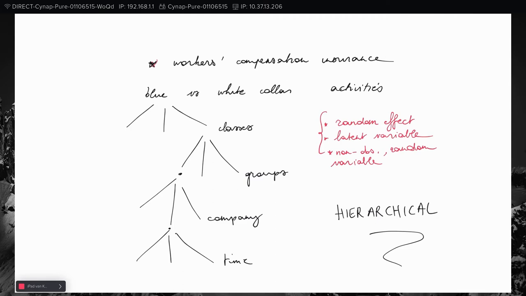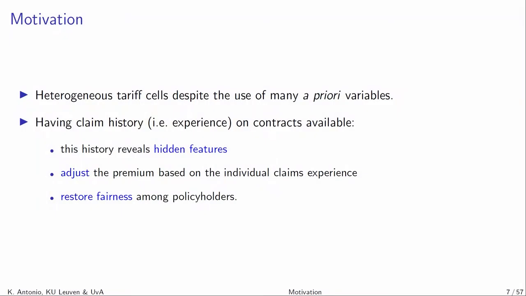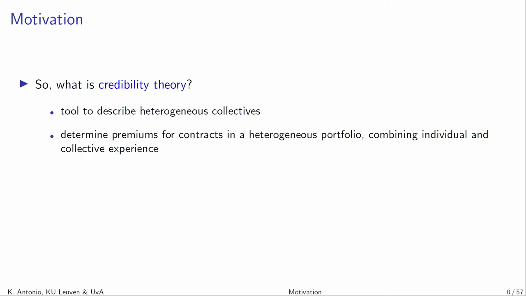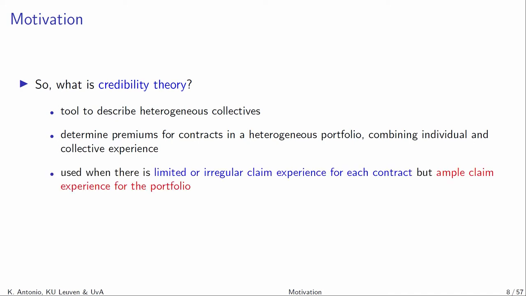All right. So we covered this. Here we are. So what is credibility theory? It's a tool, a framework to deal with heterogeneous collectives, where the heterogeneity is coming from aspects that we cannot directly observe. We want to determine premiums for such contracts in a heterogeneous portfolio, combining individual and collective experience. This is typically used when there is limited or irregular claim experience for each contract, but you've got claim experience for the whole portfolio.